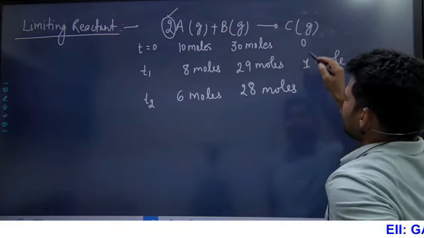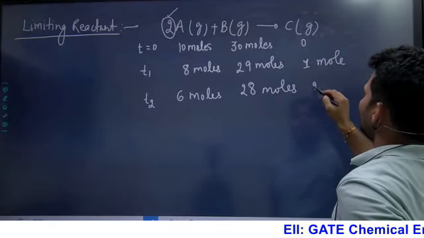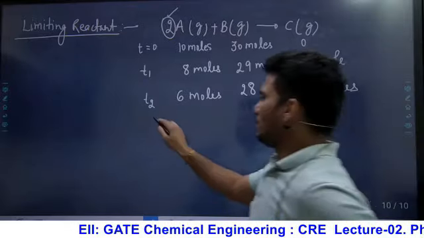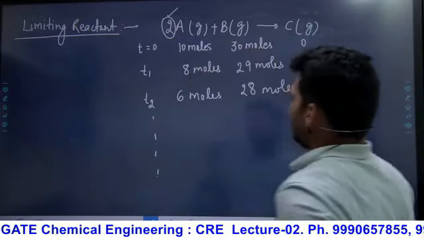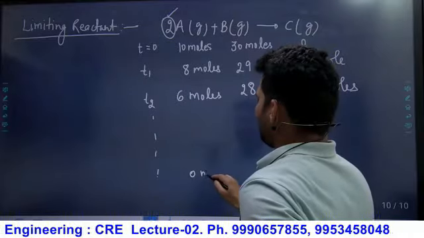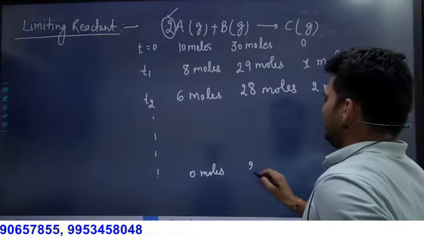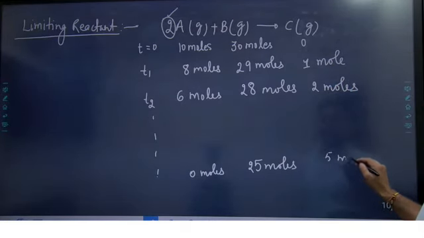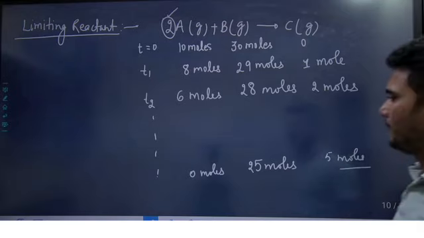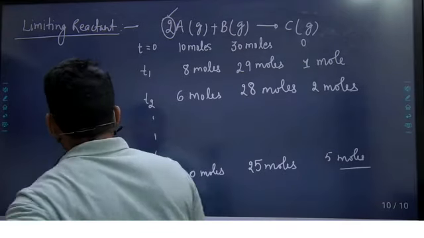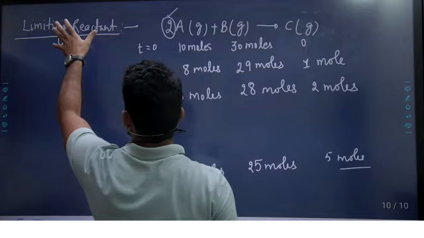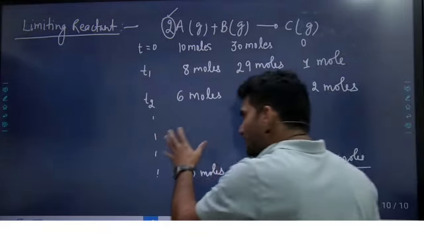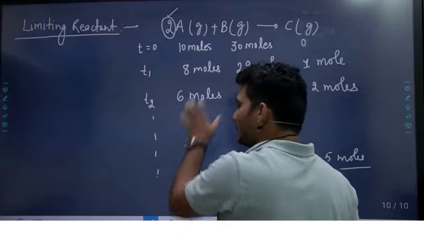And after that, 2 moles of C will be formed. So at the time when A is completely converted, 0 moles, the remaining moles of B will be 25 and the moles of C formed will be 5. In this case, what we are finding is the limiting reactant. Limiting reactant means the reactant which is consumed first in the reaction.